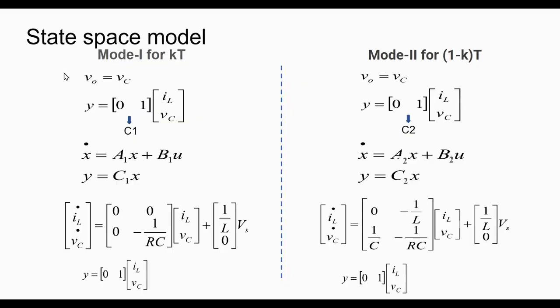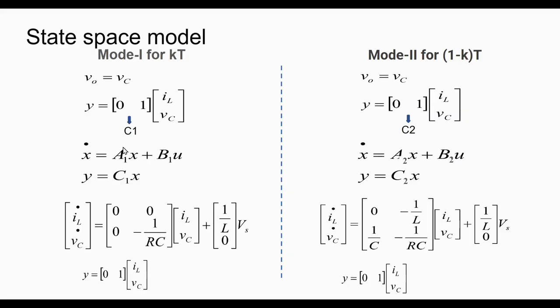Now we can write the output equation for mode 1 and mode 2. The output equation is nothing but V naught is equal to Vc, which can be written in the matrix form as [0, 1] into [IL, Vc], where [0, 1] is the C1 vector. And similarly for mode 2, the output equation is V naught is equal to Vc, which is again Y equal to [0, 1] into [IL, Vc]. So [0, 1] is nothing but C2.